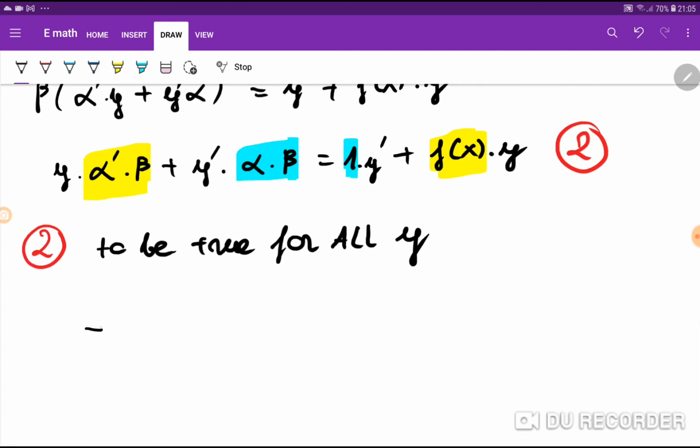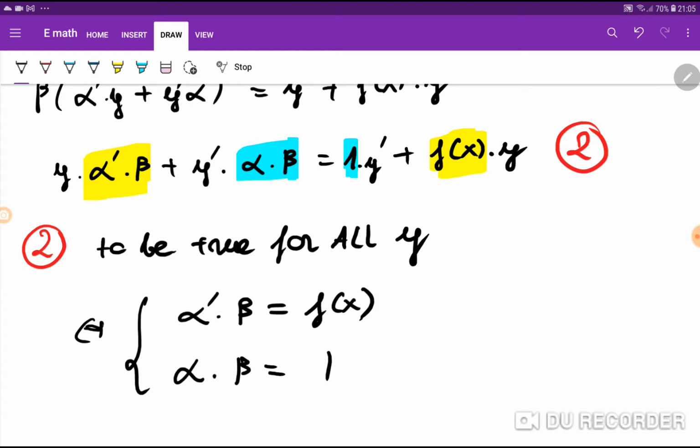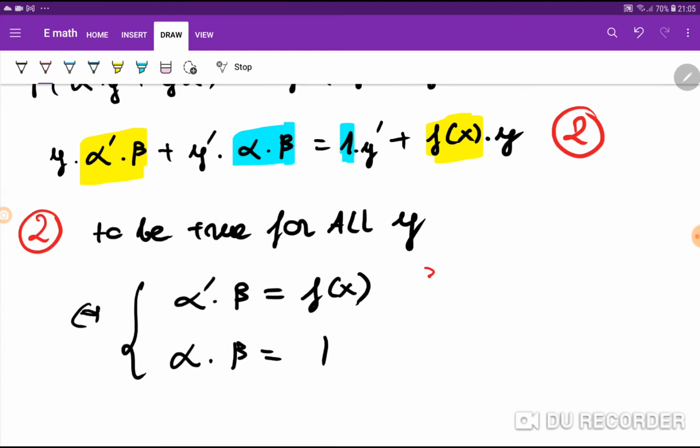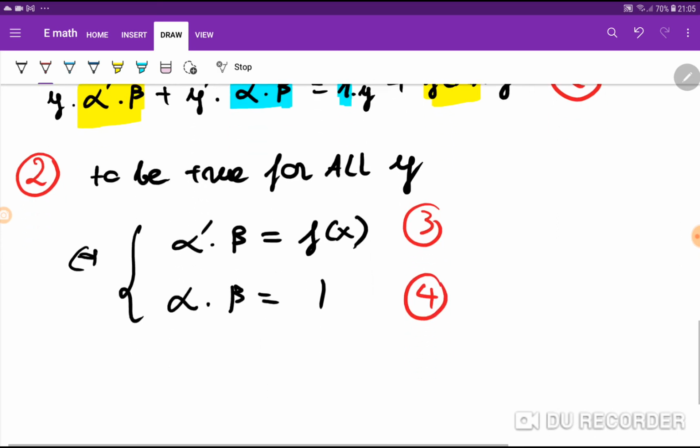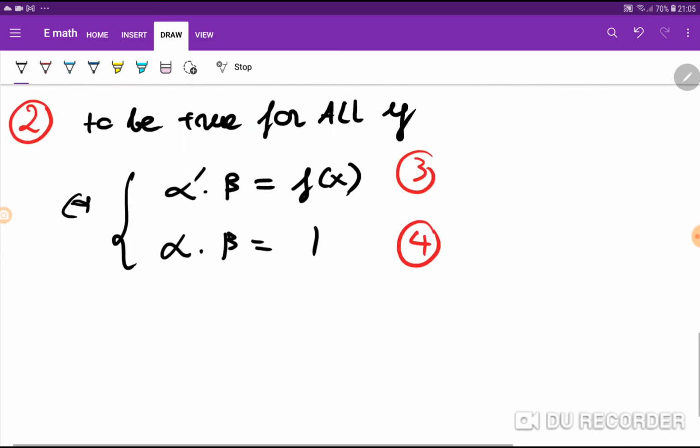So what do we have? We have y times alpha prime times beta equal f(x) times y, and we have alpha times beta equal 1. Okay, I'm gonna say this is 3, this is 4. How are you gonna solve this? Well, you divide both sides. You divide 3 by 4. So you have alpha prime over alpha equal f(x).